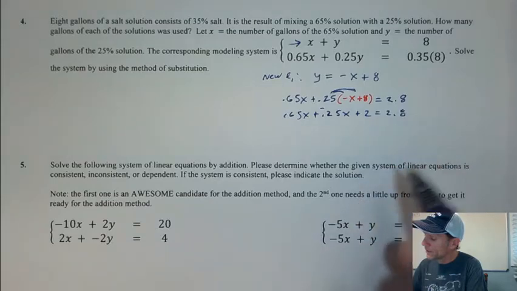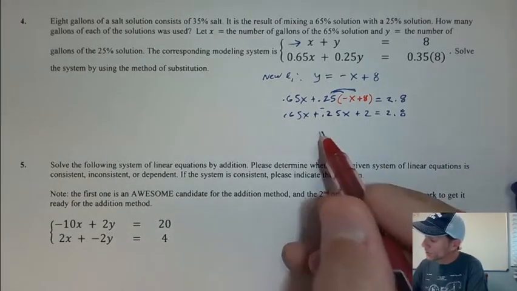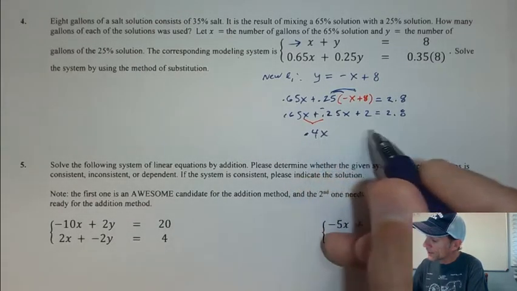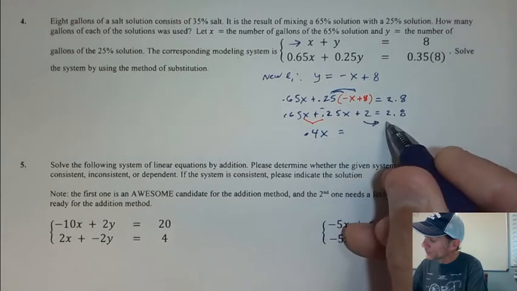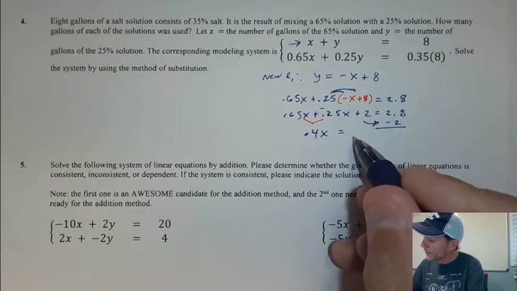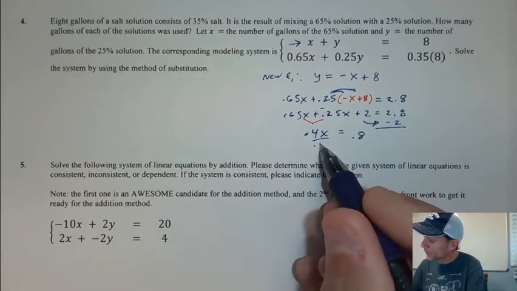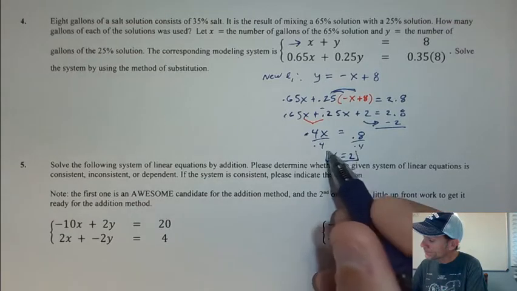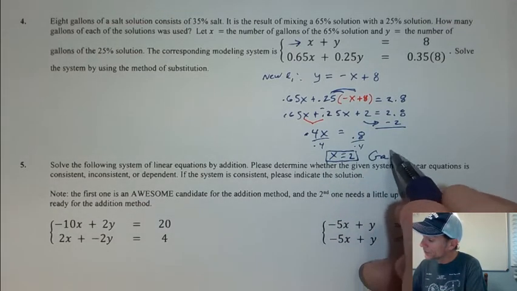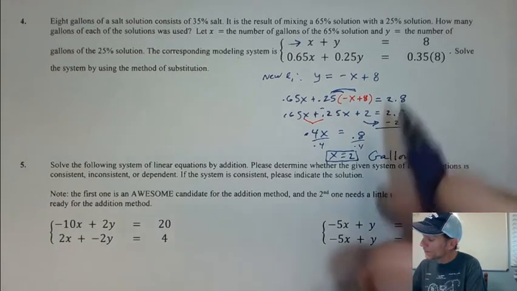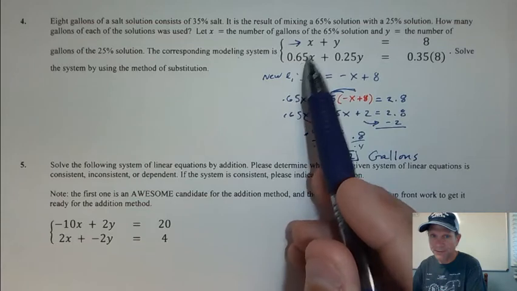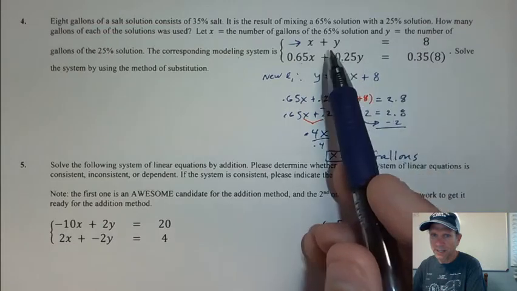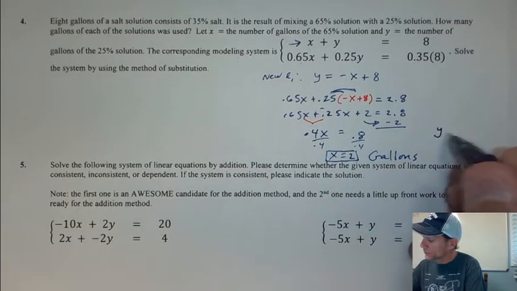And then I'm going to combine my x values to get 0.4x, and I'm going to move this over and subtract 2, so I get 0.8. And what I find out by dividing by 0.4 is that x is equal to 2. So that would be 2 gallons of the 65%. So I know if I have 2 gallons here and I need 8 total gallons, then y is equal to 6.